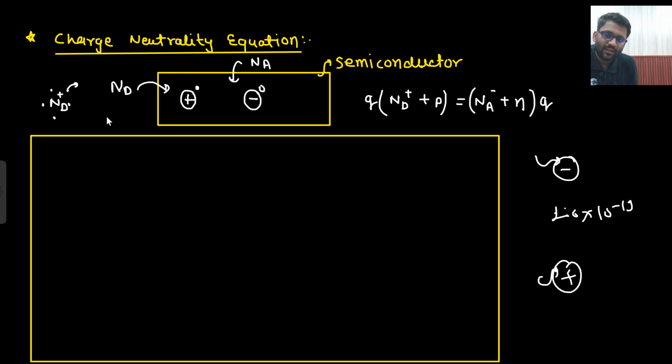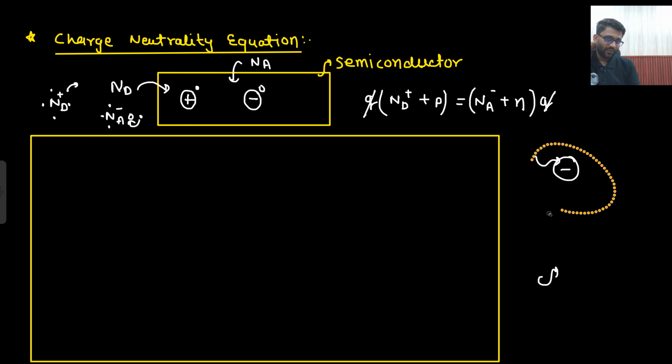And when I am doping Na, what do they have? They have a hole. So what will they do? They will take an electron, and since they are taking the electron, they will be negatively charged. So this is the negative charge, and electrons are also negatively charged. So this q and q will get cancelled out. So Nd plus P is equal to Na plus N. Usually I will ignore the plus sign and the negative sign as well. So total positive charge is equal to total negative charge. That's it. This is known as the charge neutrality equation.